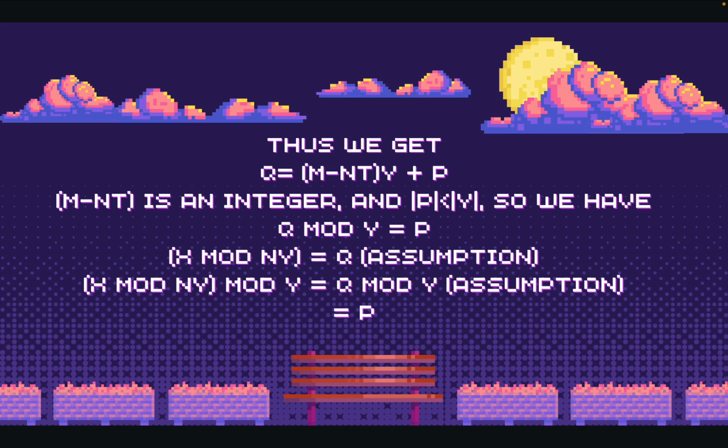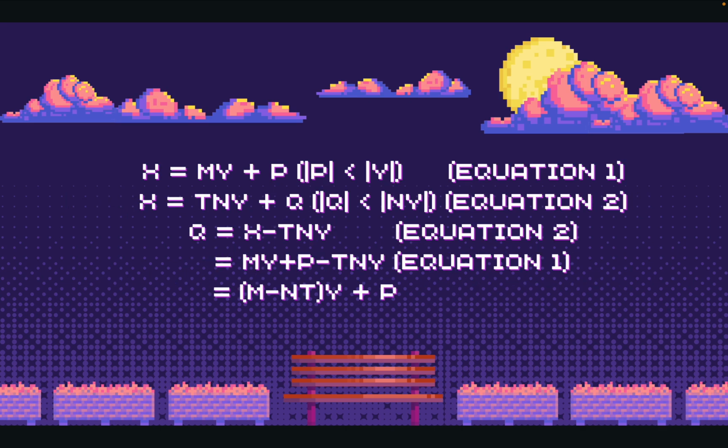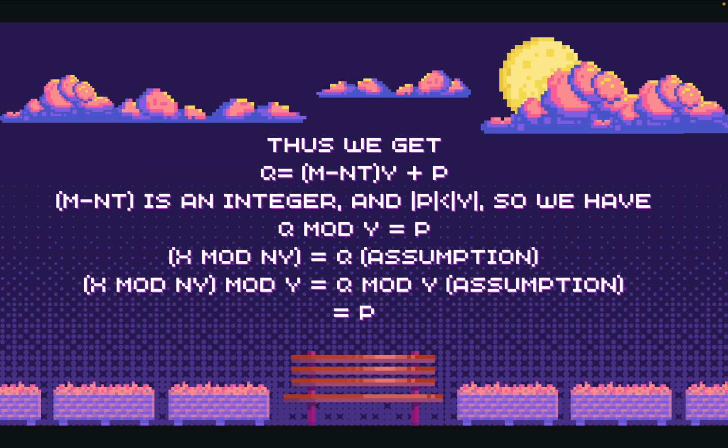Since we were using the same situation, p is also an absolute value, p is also less than y. And we then move further, and now we know that q mod y is equal to p, okay. Since m minus nt is nothing but just a number, we can say mod y, right?